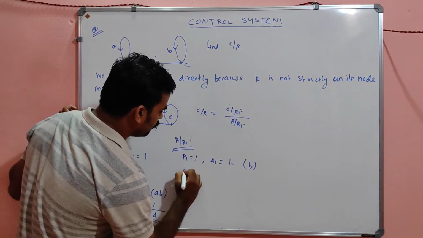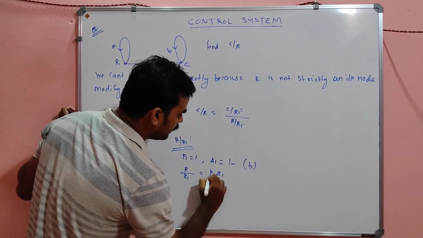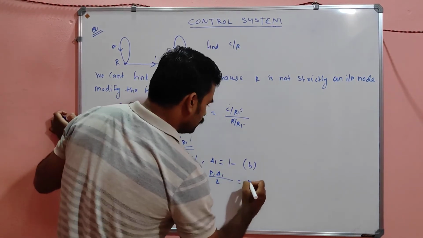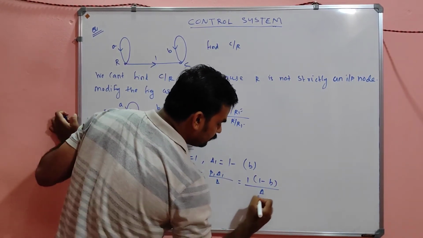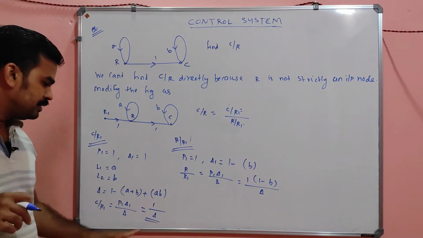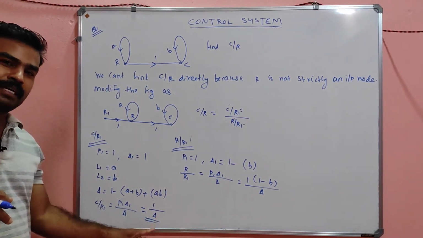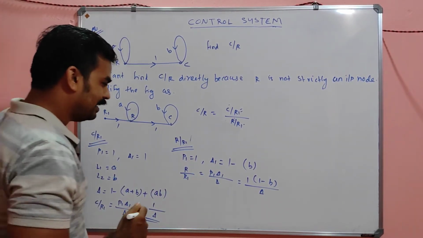So what will be our R by R1, my dears? P1 del 1 divided by del, which is equal to 1 into (1 minus B), divided by del. So you know why I simply left del there without substituting directly, because there is a use for it.